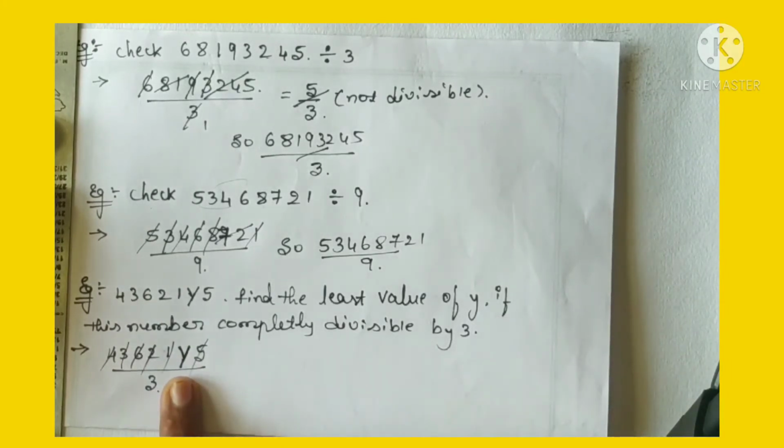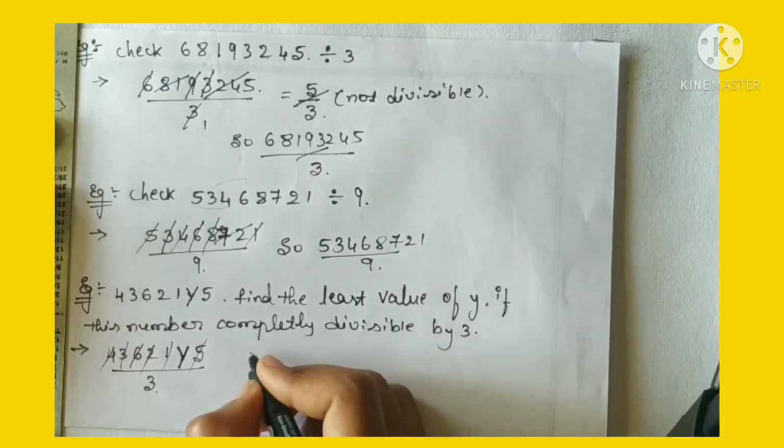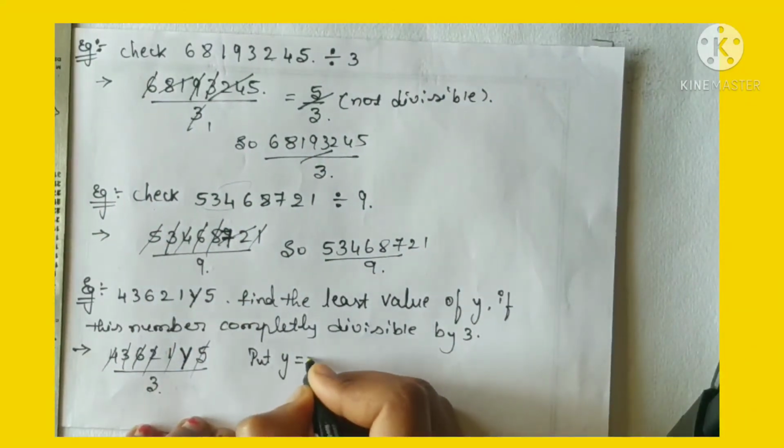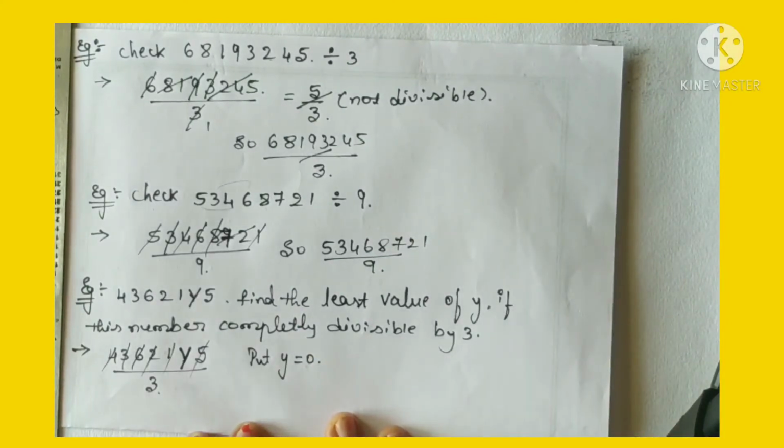When I put the value of y equal to 0, the number does not change its value. Its remainder becomes 0 itself. So this is one of the values.